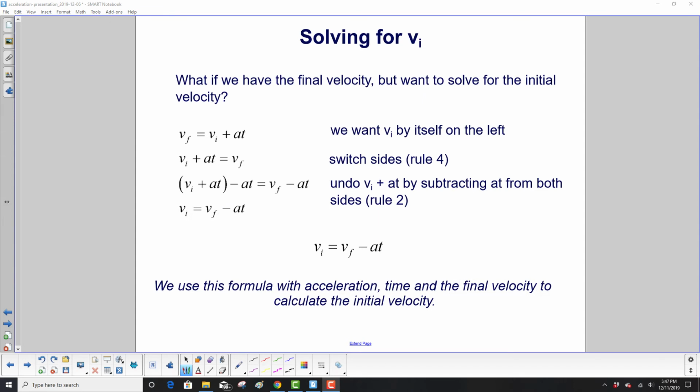But what if we have the final velocity but want to solve for the initial velocity? It's just a variation on the first kinematics equation. So we start here, that's our first kinematics equation, and we like vi all by itself on the left. So the first thing we do is just switch left and right sides. We now have vi on the left, but it also has at added to it. To undo that operation, we will subtract at from both sides. So this cancels this, and we now have v initial is v final minus at. So we're actually going backwards in time there, right? Trying to find the initial velocity after it's traveled for a certain period of time.